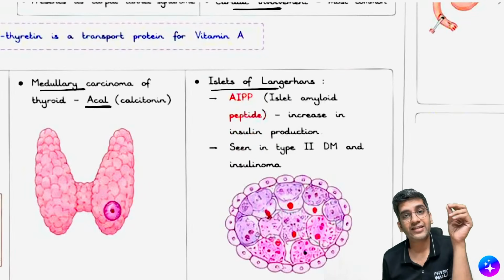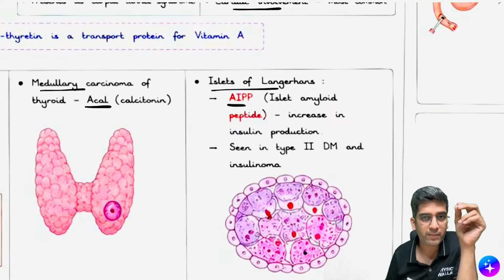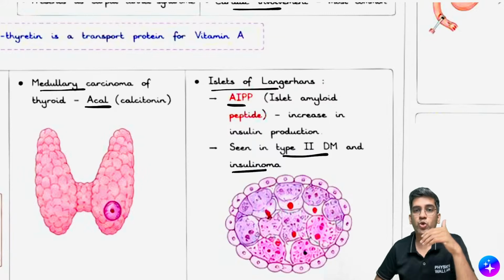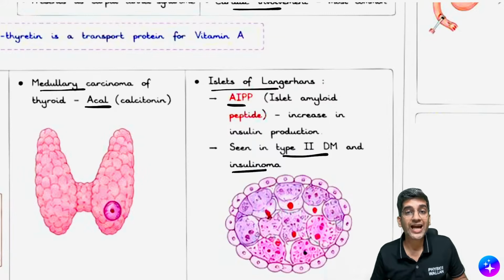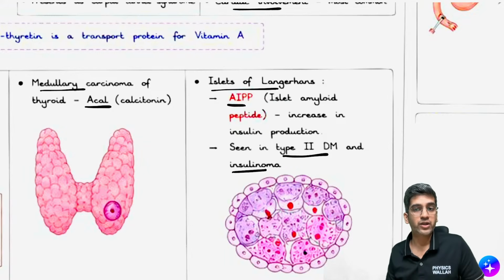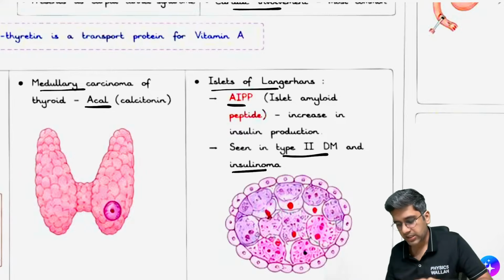I can have it in insulinoma, where I have deposition of islet amyloid polypeptide. It can be seen in type 2 diabetes mellitus and insulinoma. Please don't write type 1, because excess deposition cannot happen in type 1; in type 1 there is less production of insulin, less deposition, right? It can come in a viva. Don't answer immediately. Think for a few seconds and then answer, right? That's what happens here.